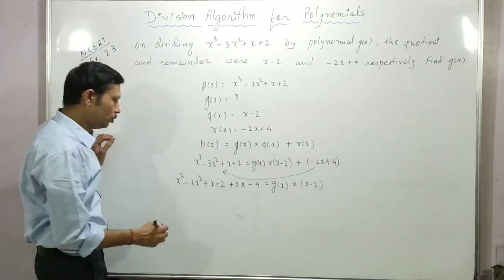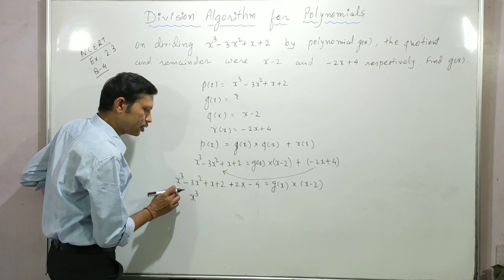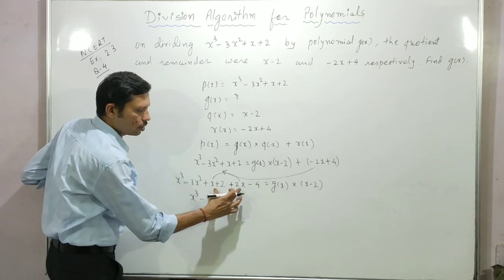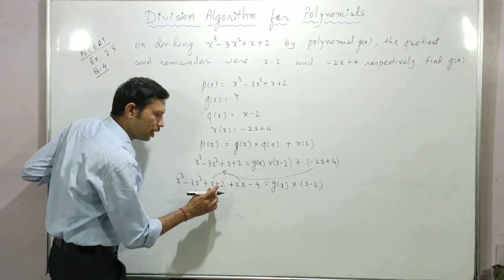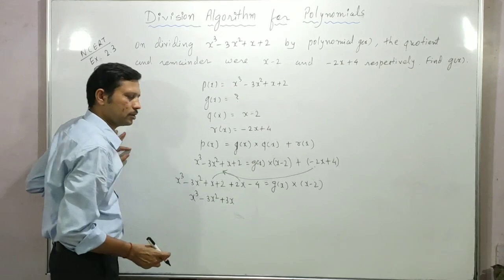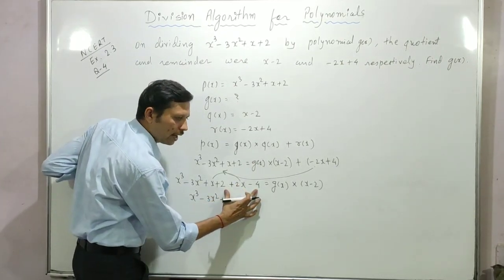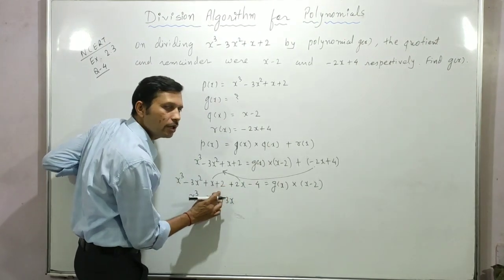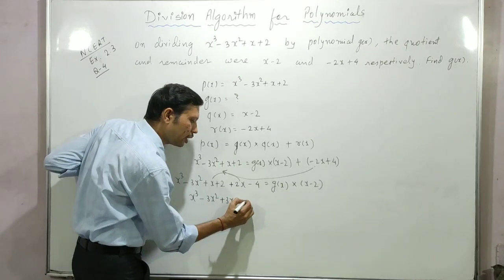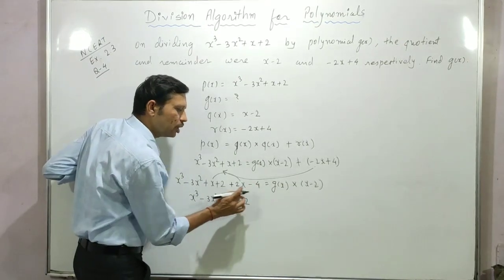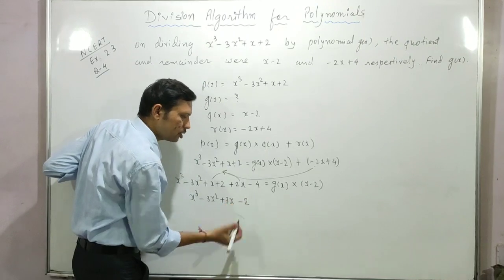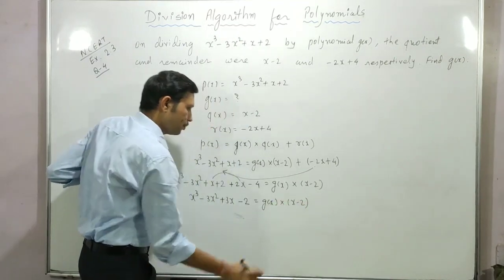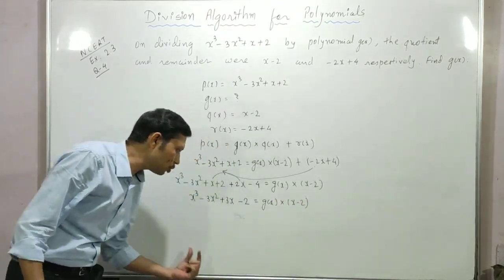Understood बच्चों? Now make the simplification, x cube minus 3x square. Here these both terms are like terms with the same sign, so 2x plus 1x becomes 3x. And here again both are like terms, plus 2 and minus 4, so subtraction takes place because one is negative and one is positive. So 4 में से अगर 2 subtract करें तो क्या रहेगा 2, and the sign of the greater term, that is the 4, is minus. And g of x multiplied by x minus 2.